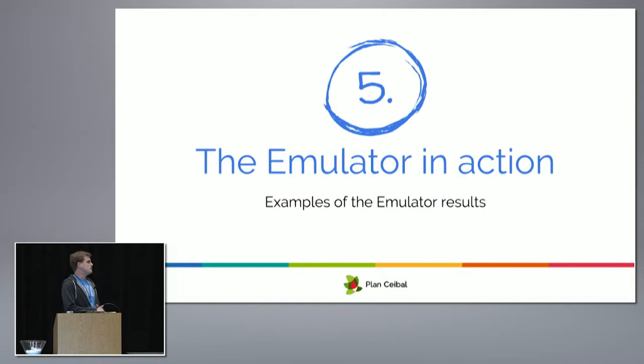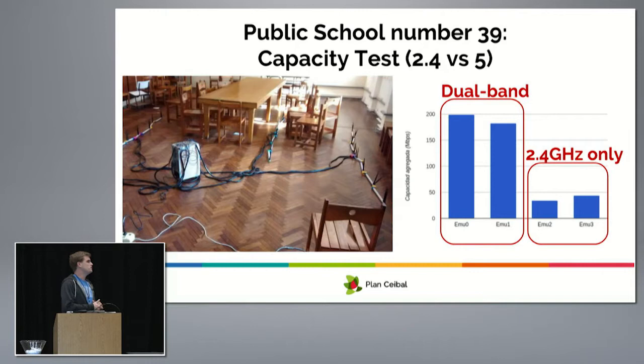Let's see some real cases. The first time that we took the emulator to the field was to public school number 39, and we wanted to compare the capacity of the WLAN in both bands. The results were predictable. Using dual band devices, we reached almost 200 megabits per second, and using only 2.4 gigahertz, we only reached almost 50.